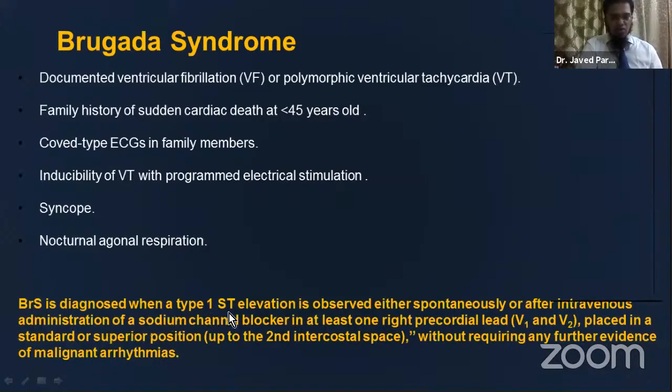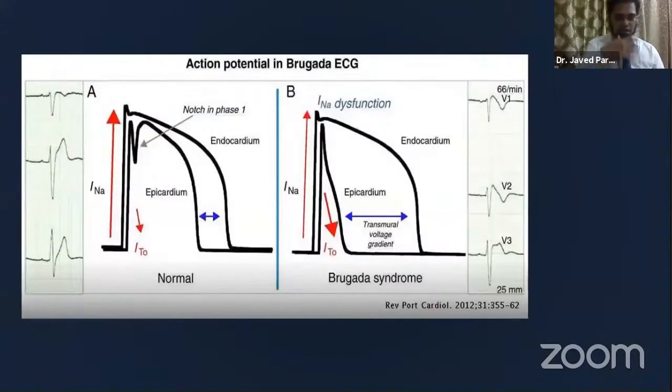And Brugada syndrome is diagnosed when type 1 ST elevation is observed, either spontaneously or after intravenous administration of a sodium channel blocker, that is flecainide, in at least one right precordial lead placed in standard or superior position, without requiring any further evidence of malignant arrhythmia. That's the ECG pattern I've previously described. This is a sodium channelopathy. Basically there is a change in dispersion between the epicardium and the endocardium, and that leads to phase 2 reentry and polymorphic ventricular tachycardia, and you can see this clear-cut Brugada pattern there.